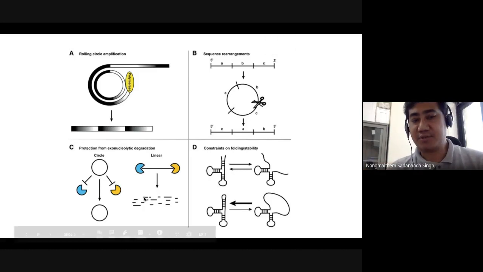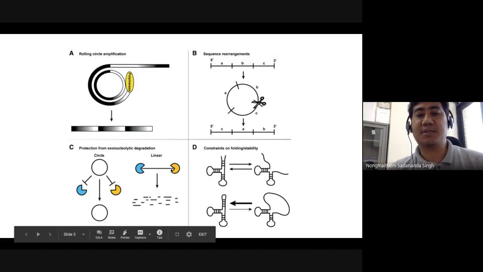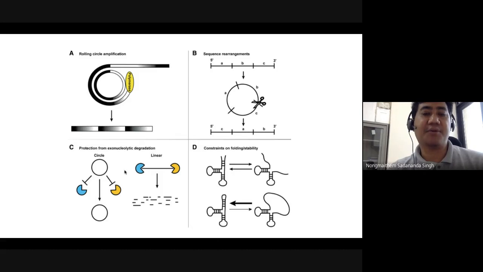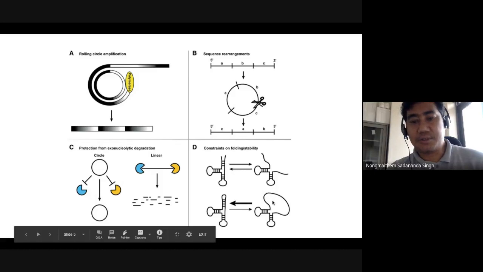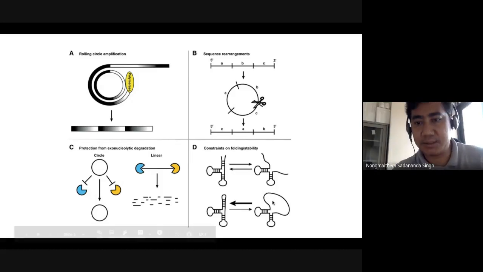Another that we just talked about, circularization helps in the stability of RNA by not allowing exonuclease to access the ends of the RNA. And then, of course, structural constraint thus comes in.